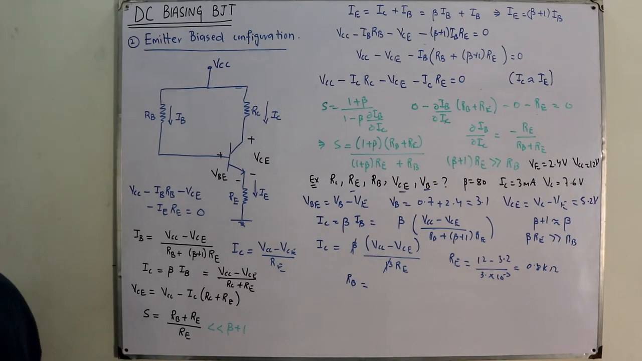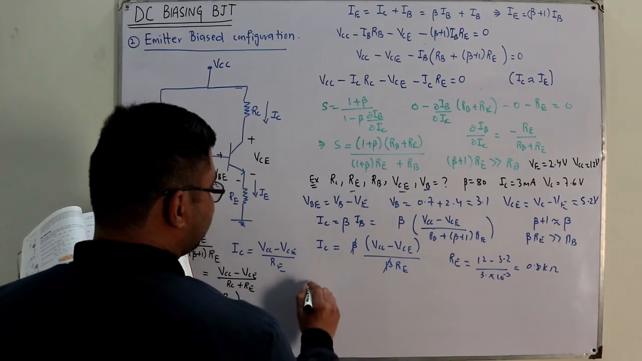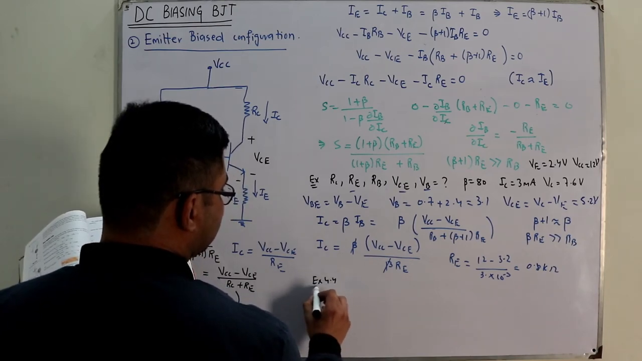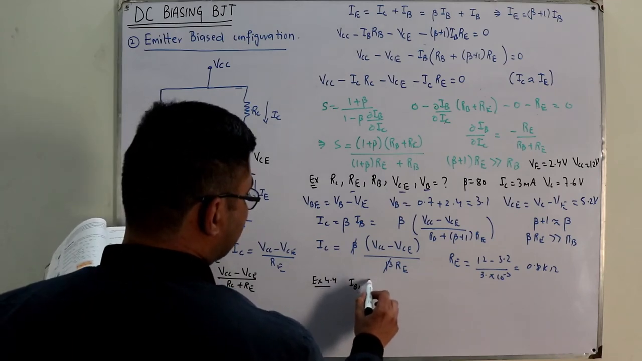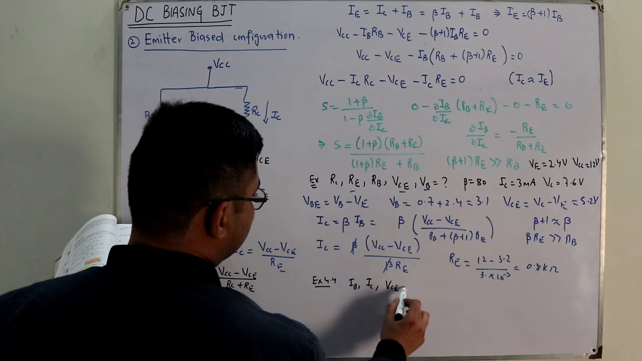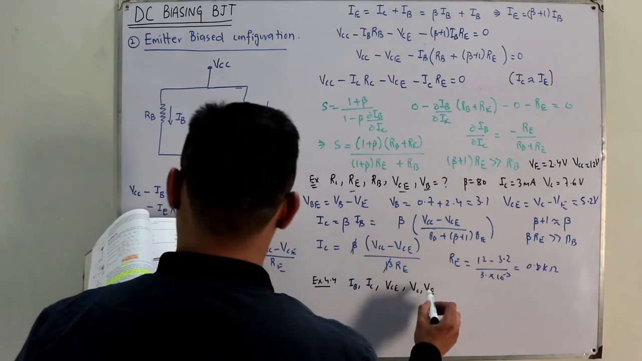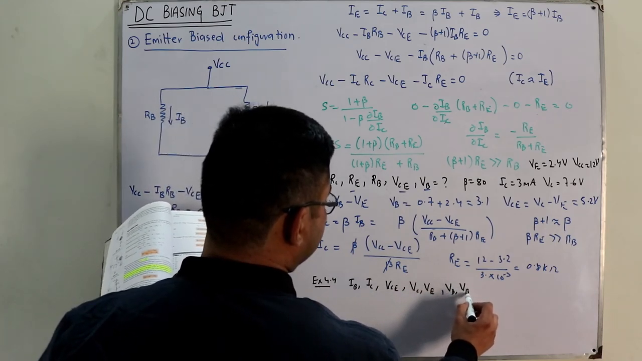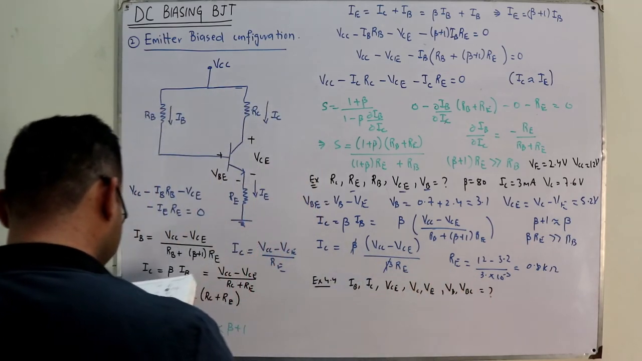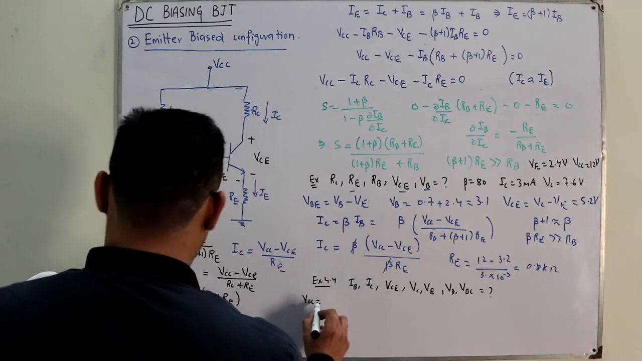Or the book example you can do yourself. But anyways, just let me do it. Let me just write example 4.4. We'll just start it, and then we'll see what happens. So IB, IC, VCE, VC, VE, VB and VBC. These are all unknown. And the values are given as VCC is given as 20.